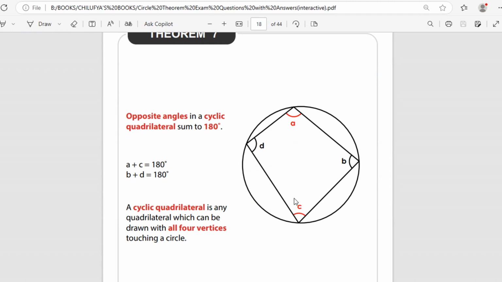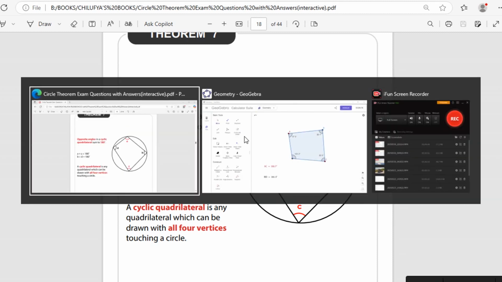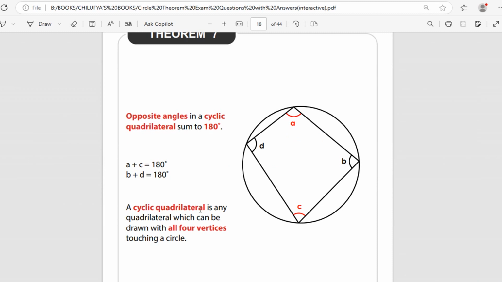The reason for that is that these angles should be formed inside the circle. So the 4 vertices where the lines meet must touch a circle. As you can see, it's saying that a cyclic quadrilateral is any quadrilateral which can be drawn with all 4 vertices touching a circle. So as you can see, this point here, this point, and that point should touch a circle.